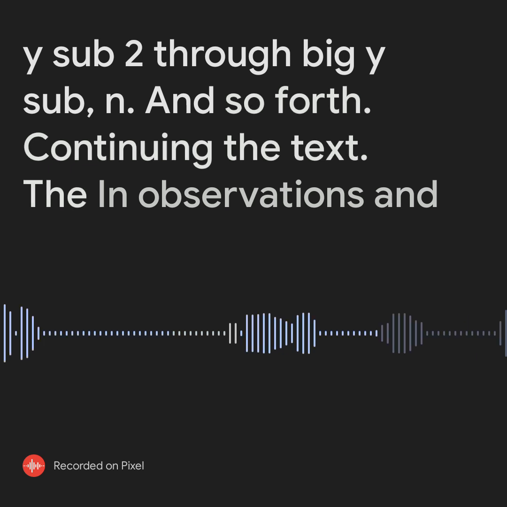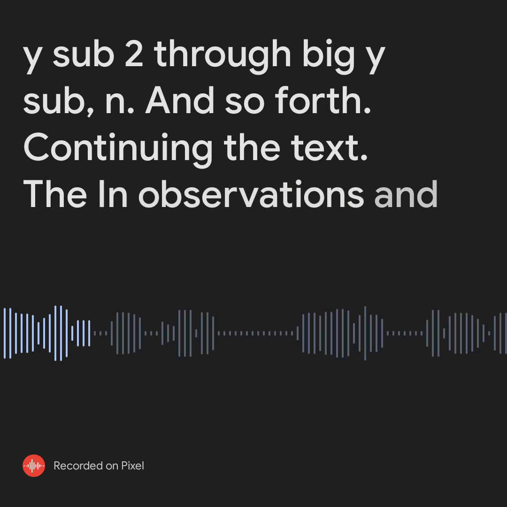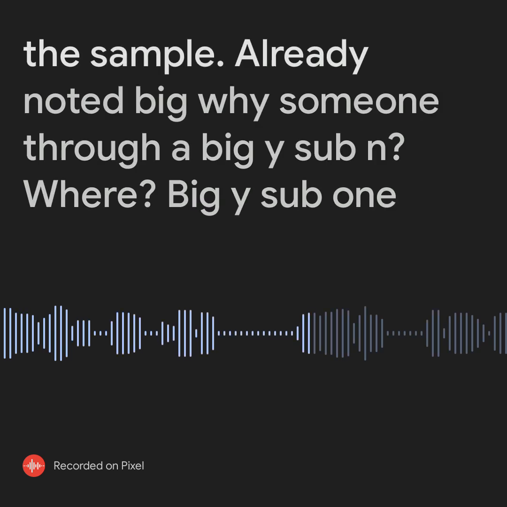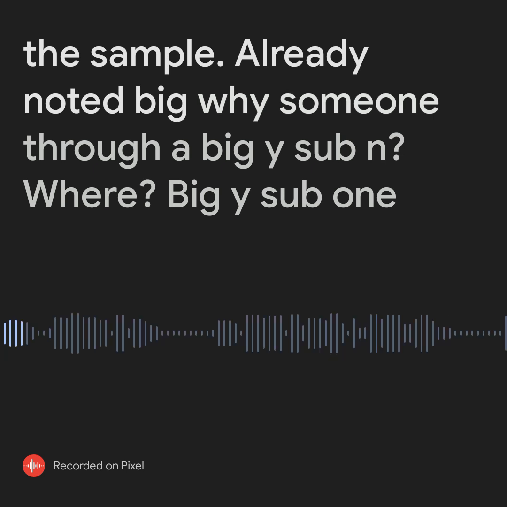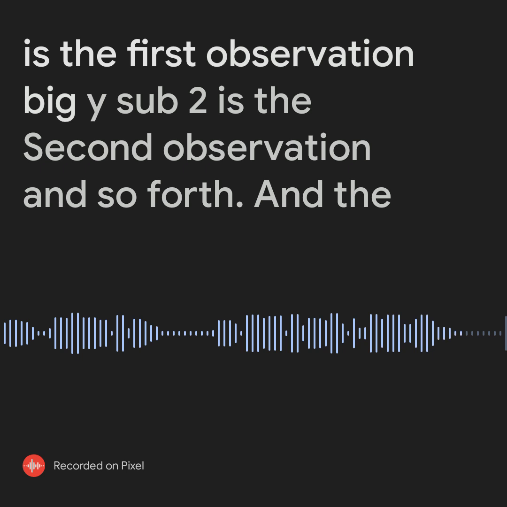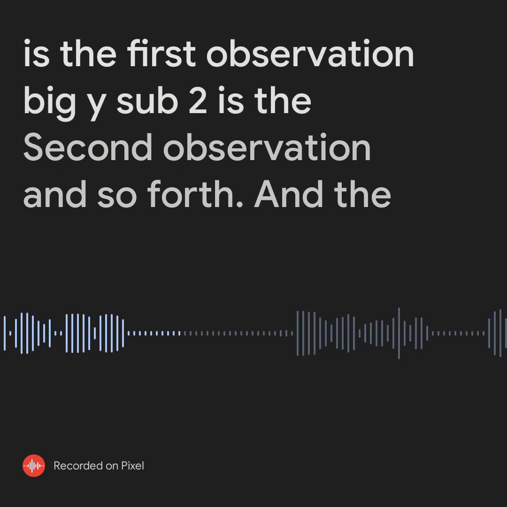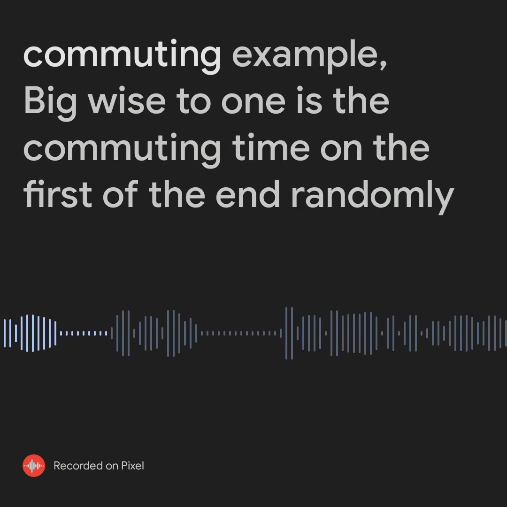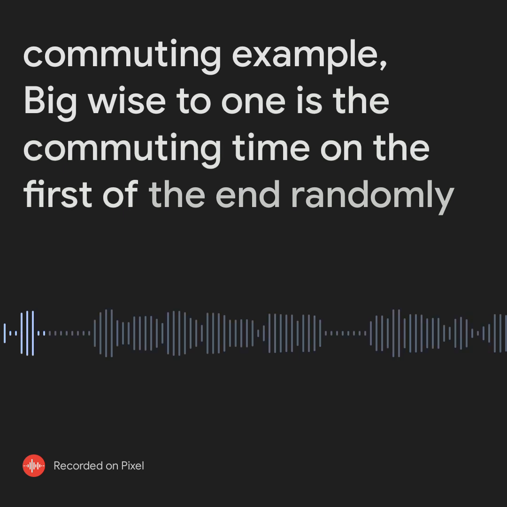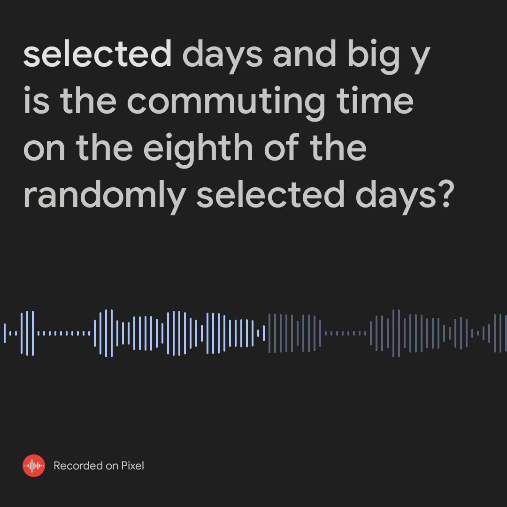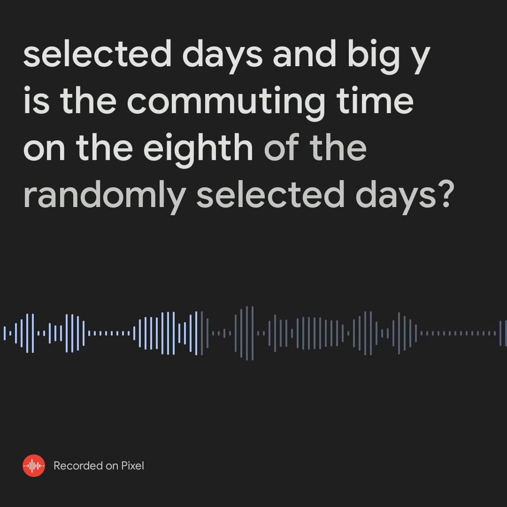Continuing the text, the n observations in the sample are denoted Y sub 1 through Y sub n, where Y sub 1 is the first observation, Y sub 2 is the second observation, and so forth. In the commuting example, Y sub 1 is the commuting time on the first of the n randomly selected days, and Y sub i is the commuting time on the ith of the randomly selected days.